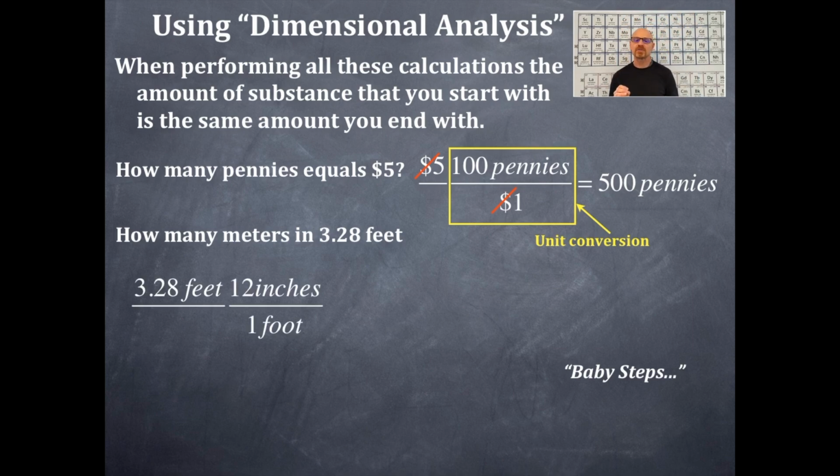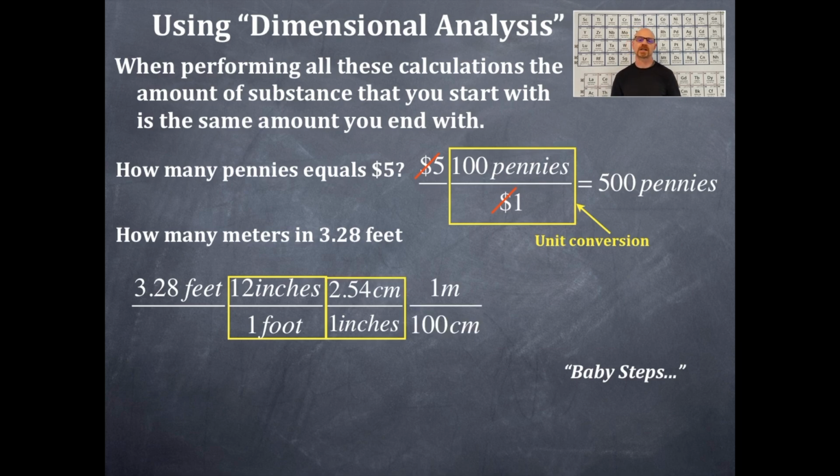So 3.28 feet. That is equal to 1 foot and 12 inches is our unit conversion. And so right here in this yellow rectangular box is our first unit conversion. And feet and foot, they do cancel out. Okay, our next unit conversion is right here, and that is going from inches to centimeters. That is also a unit conversion. And then our final unit conversion is going from centimeters to meters, and that is a unit conversion. So all three of these are unit conversions right here.